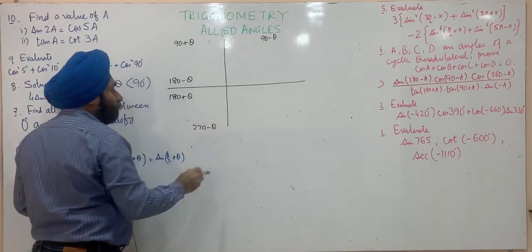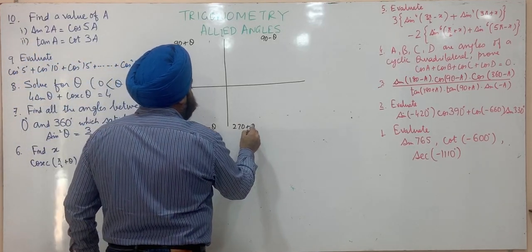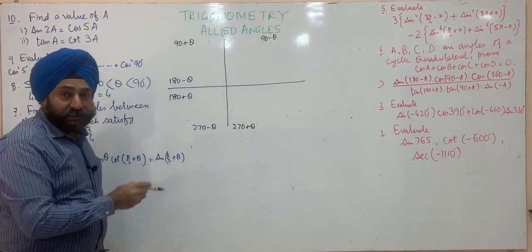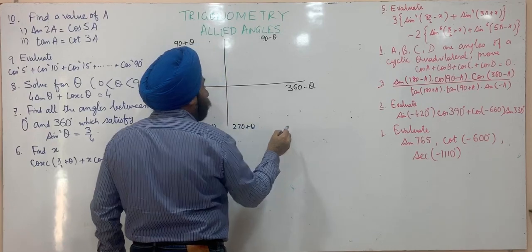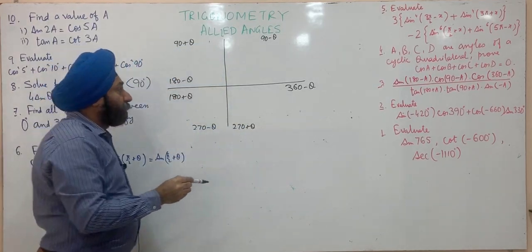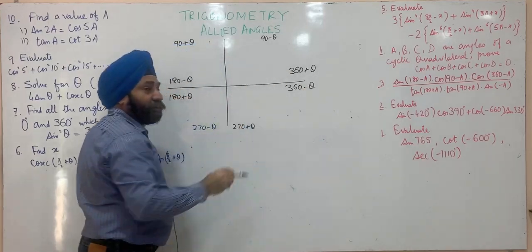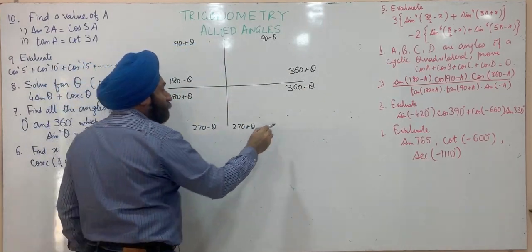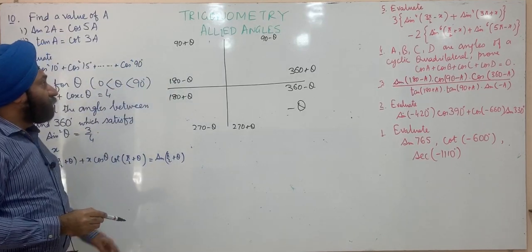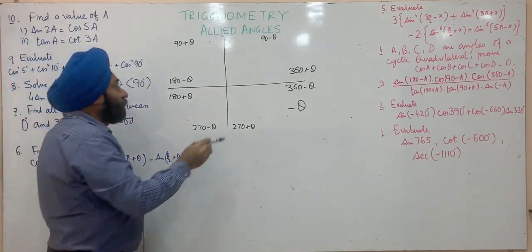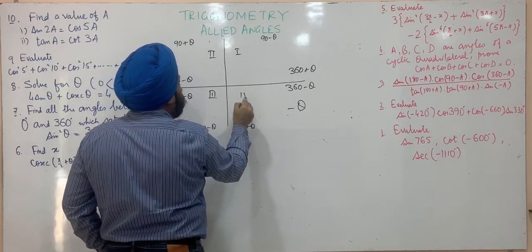270 minus theta also is in the third quadrant. 270 plus theta is in the fourth quadrant. 360 minus theta is also in the fourth quadrant. 360 plus theta will be in the first quadrant. Minus theta is again in the fourth quadrant. So, we have allied angles placed in different quadrants, first, second, third and fourth.